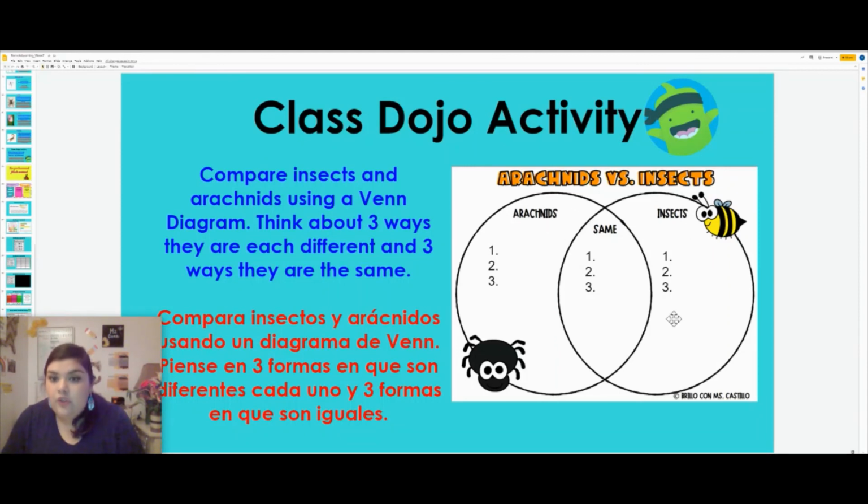You have the option of drawing the circles like this if you want to add your own pictures. I love seeing the ways that you guys get creative with this, all right?